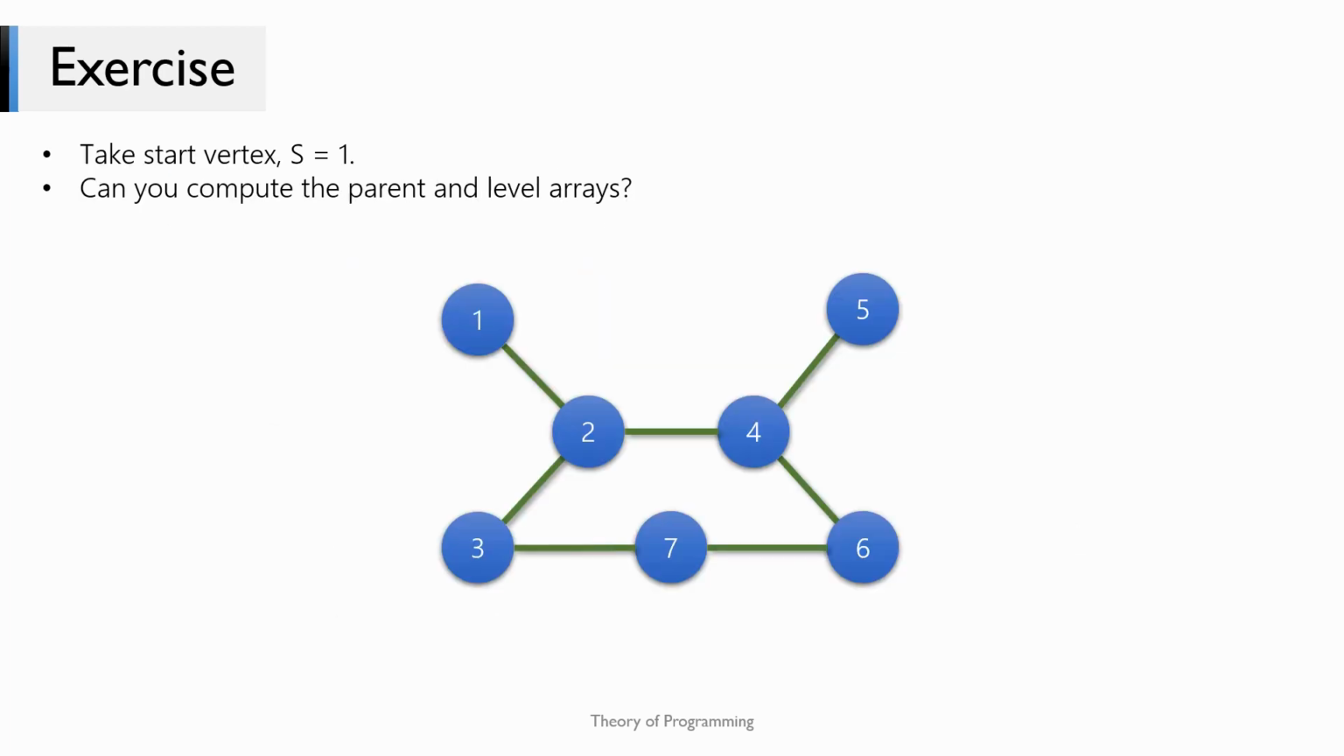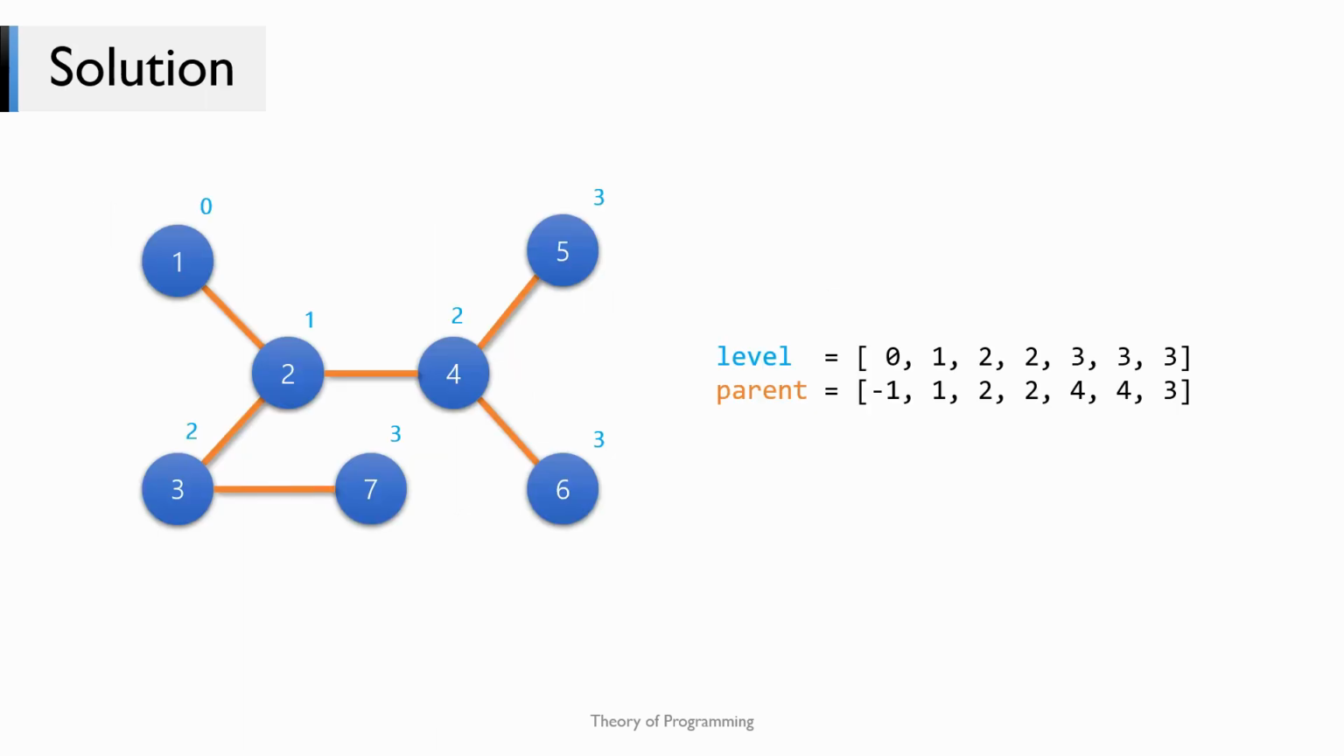Now, as an exercise, try to compute the parent and level arrays for this graph, given that your start vertex is vertex 1. I'd recommend you to pause this video now and dry run the pseudocode we discussed just now for this graph. This is how your level and parent array should look like. If you've got it correct, then well done. If you've tried and got it wrong, it's okay. Try to see what went wrong so that you can do your future examples perfectly.